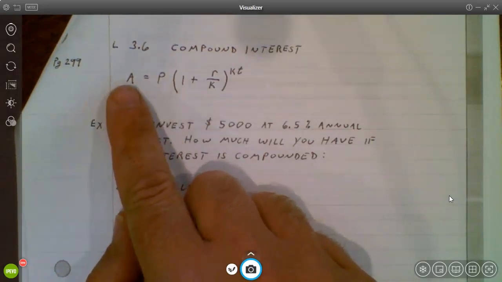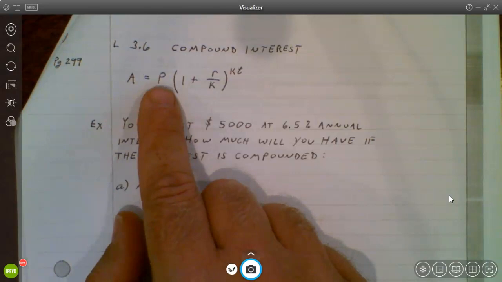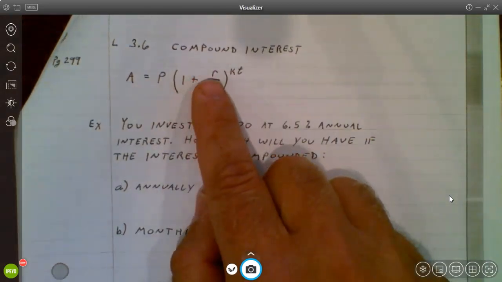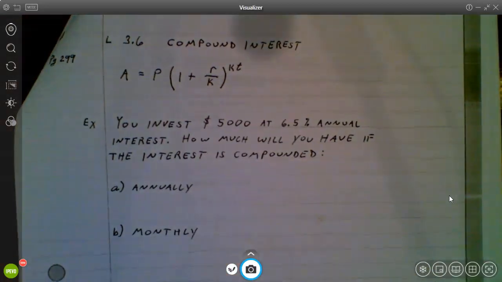This is the amount that I am ending with. This is my future value. Sometimes you'll even see these in formulas as FV and PV, right? Future value, present value. R is your interest rate, and T is time. So let's take a look at one here.